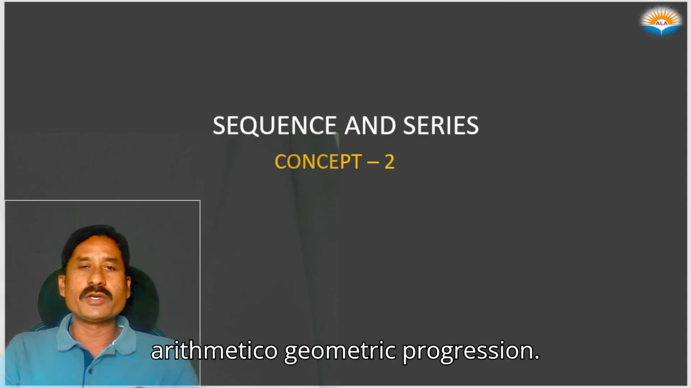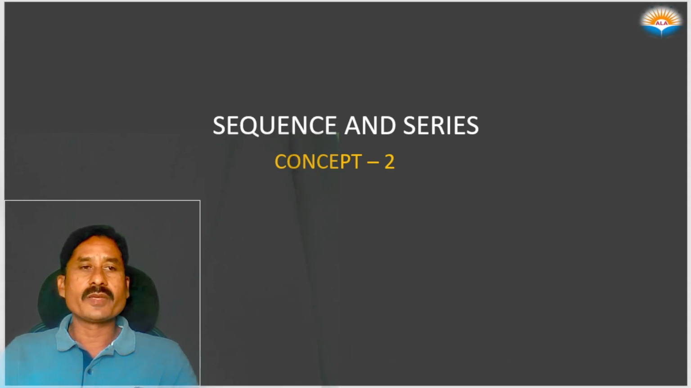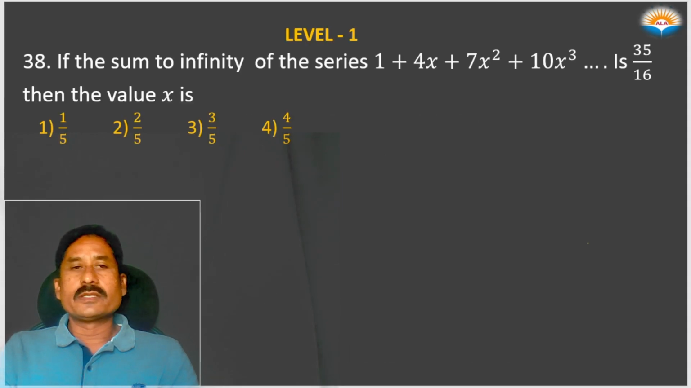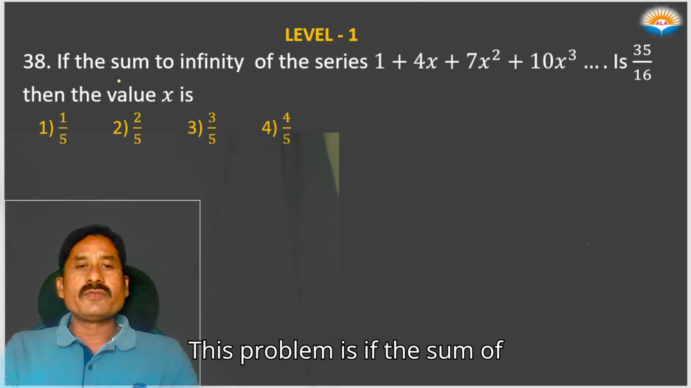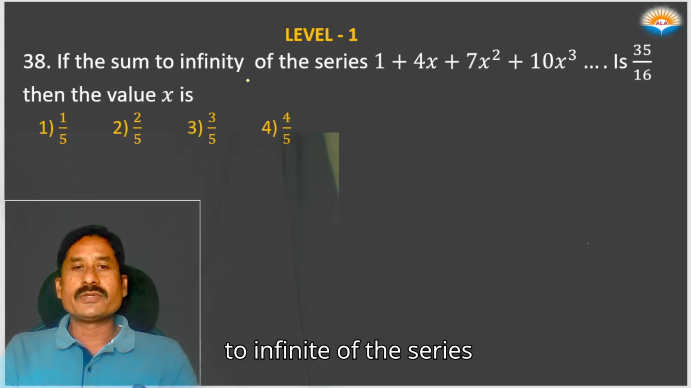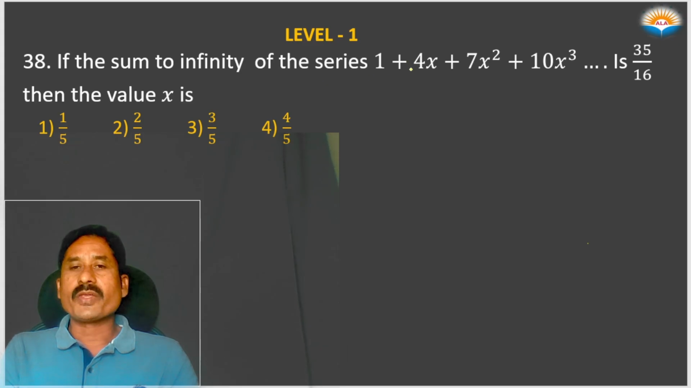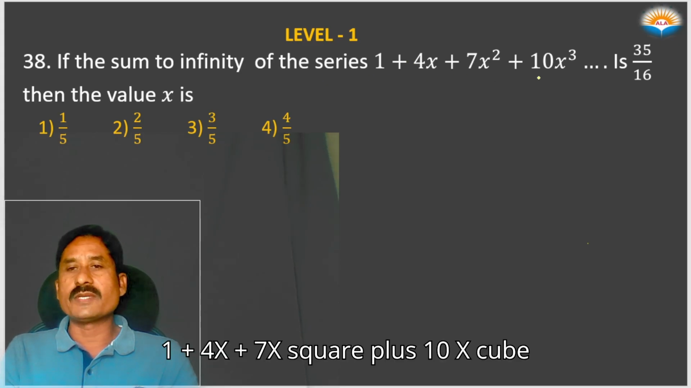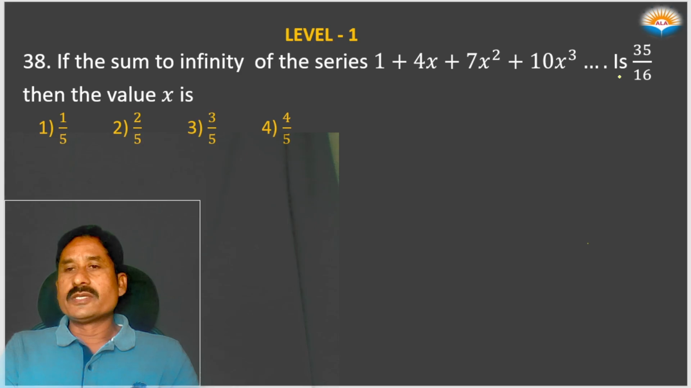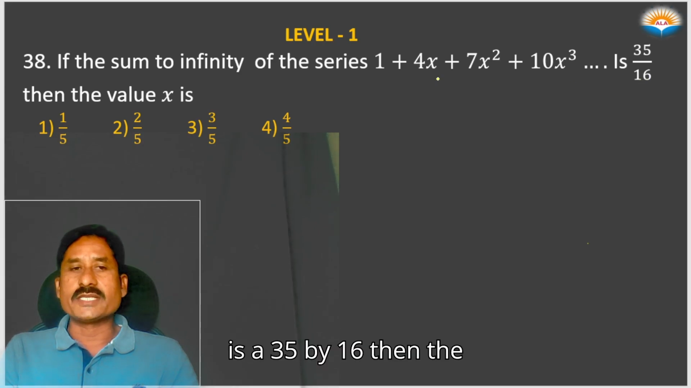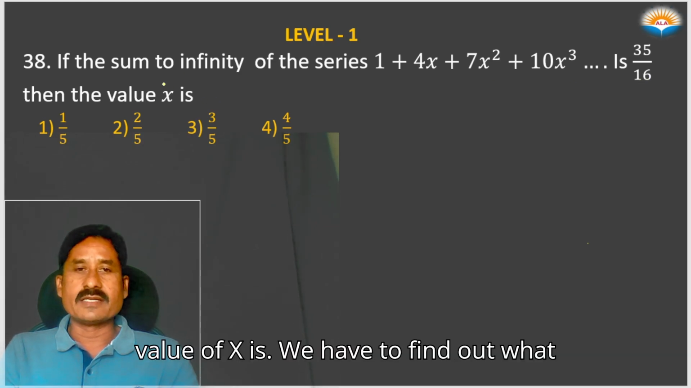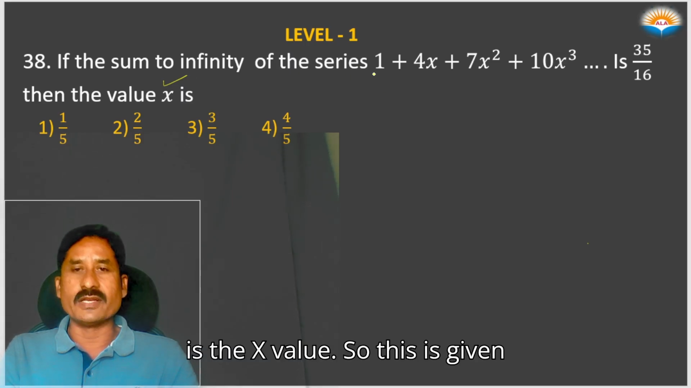Here we discuss one problem from AGP, arithmetico-geometric progression. The problem is: if the sum to infinity of the series 1 plus 4x plus 7x square plus 10x cube is 35 by 16, then the value of x is? We have to find out what the x value is.